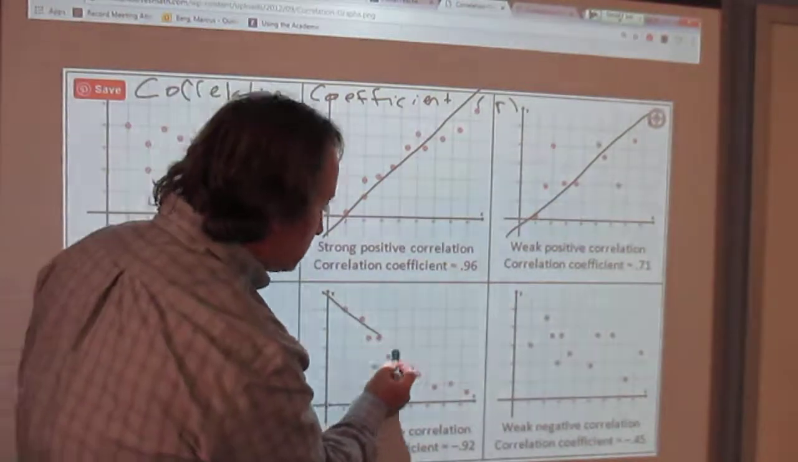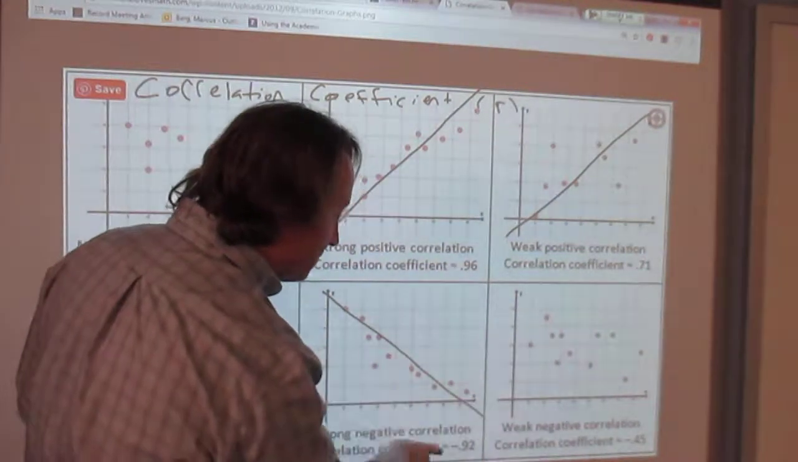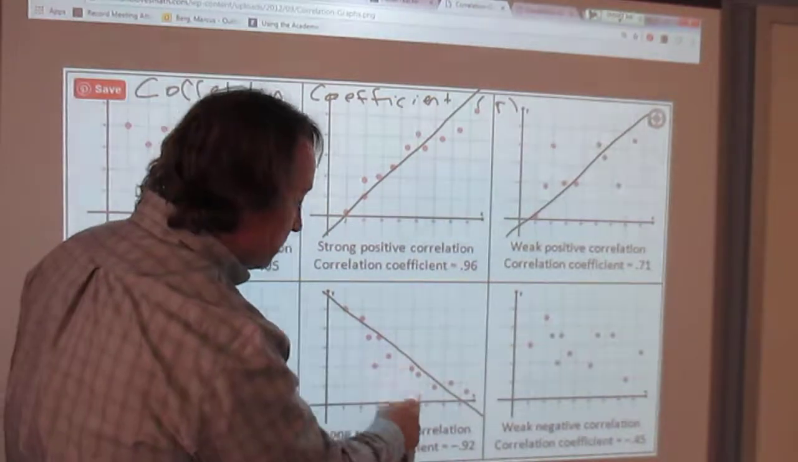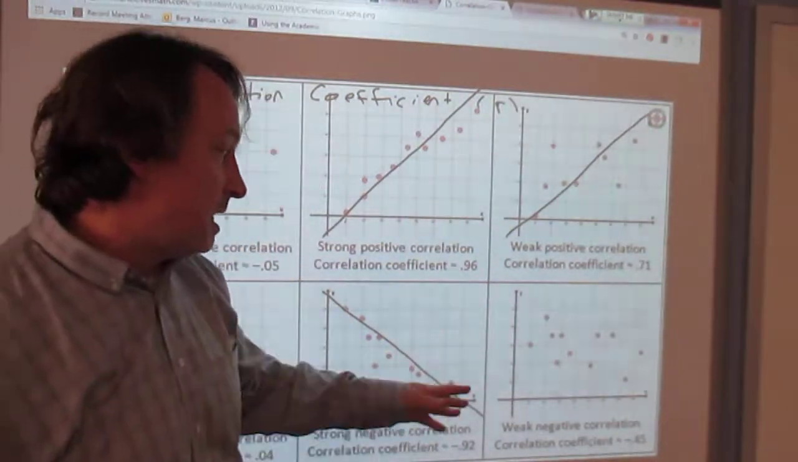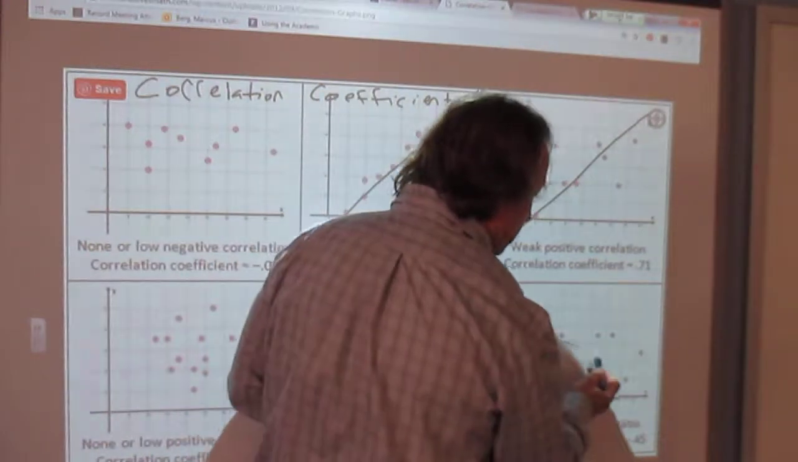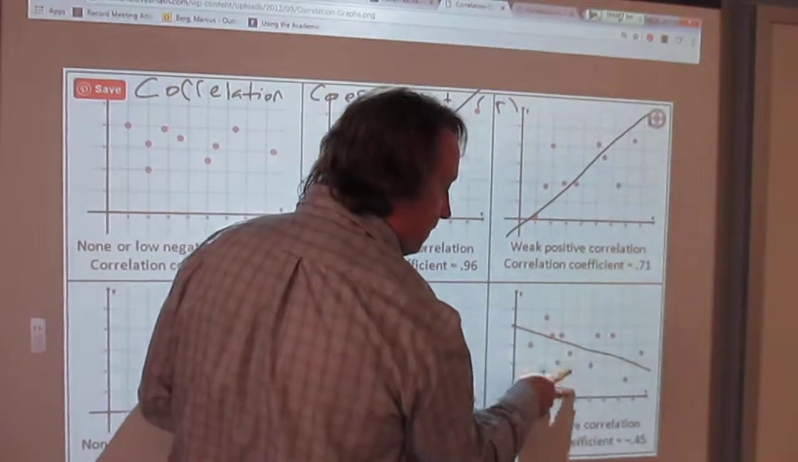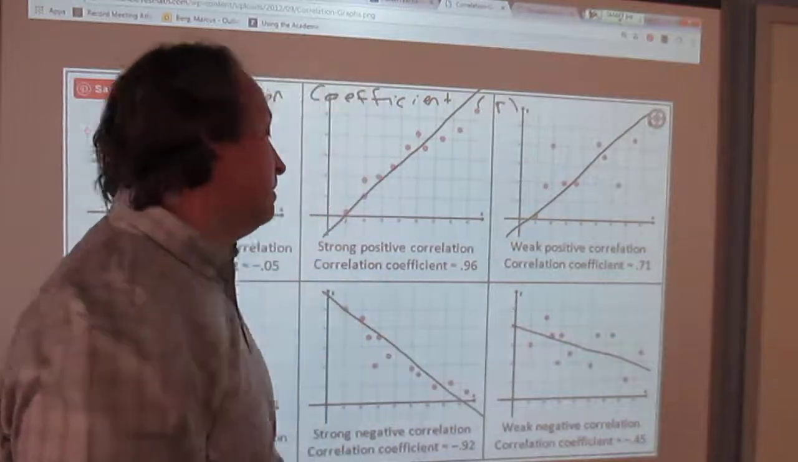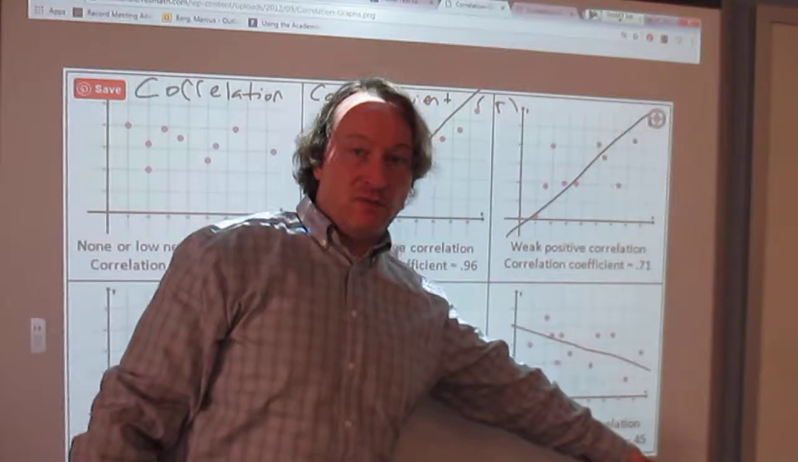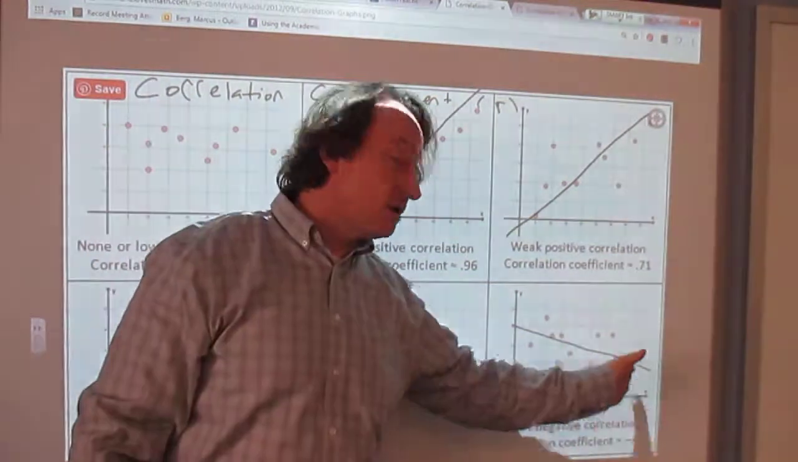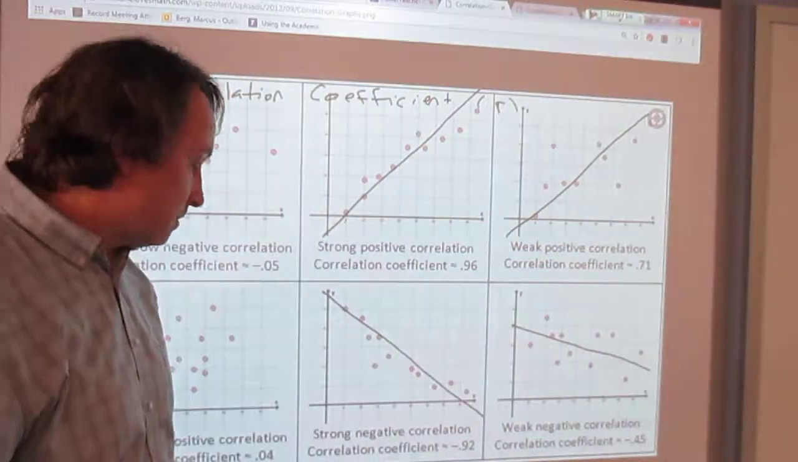Here I can draw a line straight down. The points are very close, giving me a 0.92. And since I'm going down, it's negative. And here I can kind of draw a line, but all of the actuals are off the point, so I don't have a great correlation coefficient. It's around 0.45, and it's negative because it's going down. So that's your correlation coefficient.